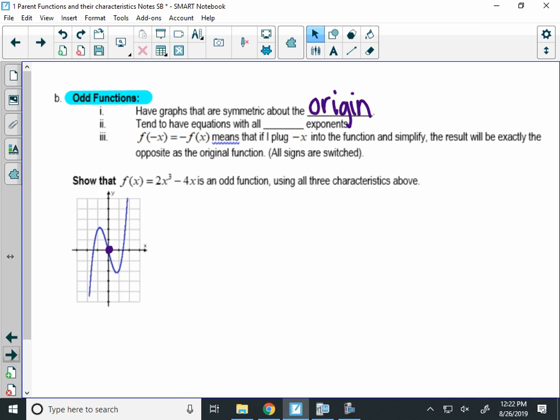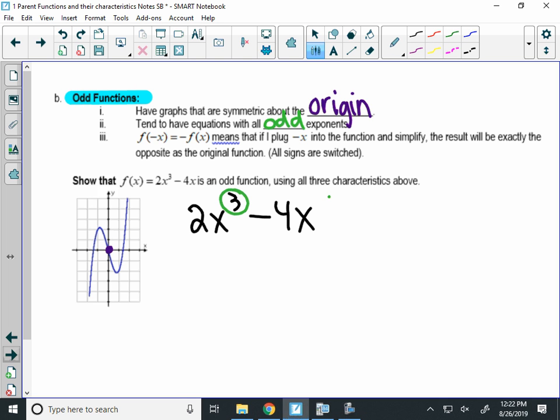Odd functions have equations with all odd exponents. All even for even, all odd for odd. So if I looked at the equation here, it's easy to see that the exponent of 3 and the exponent of 1 are both odd numbers. So it's an odd function.